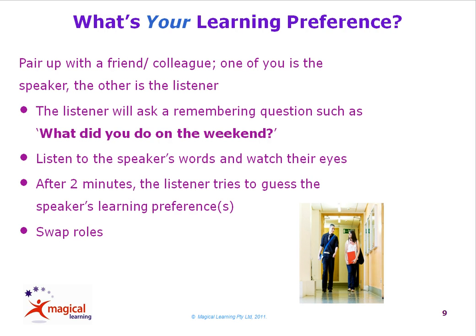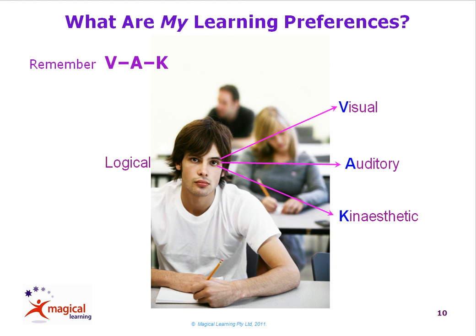And that's important to understand the sequence of their preferences as well. After you've done that for about 2 minutes and talked about remembering stuff, then you could stop, share what you've observed, and then perhaps swap roles so both of you can work out which preferences you have. So here's an easy way to remember it. VAK, V-A-K, visual, auditory, kinesthetic, and also looking straight ahead for logical.